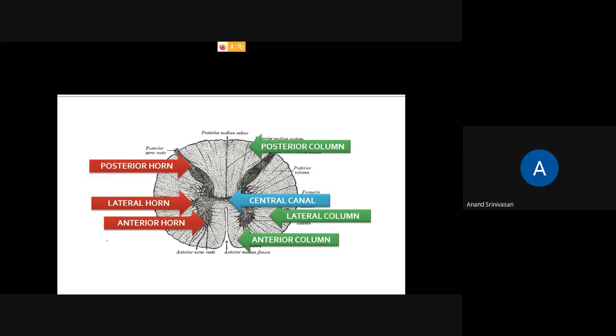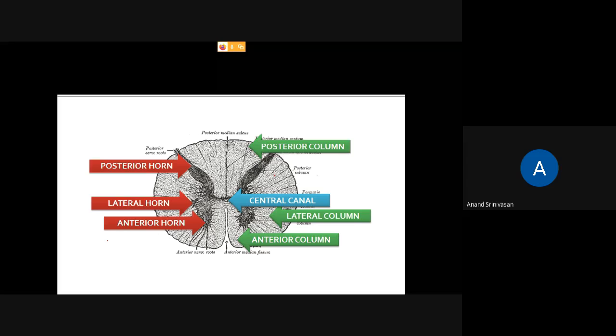Okay, the gray matter has two horns, a posterior horn and an anterior horn. The posterior horn is also called the dorsal horn, and the anterior is the ventral horn. Sometimes, especially in the thoracic region, there may be a presence of a lateral horn.